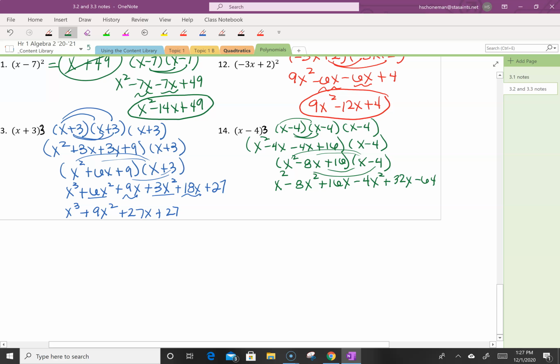Okay, combine like terms. Oops, I miswrote this. X times x squared is x cubed. Okay, so I've got x cubed. Negative 8, negative 4 would be negative 12x squared. 16x and 32x would be 48x. And then minus 64. And we're done.